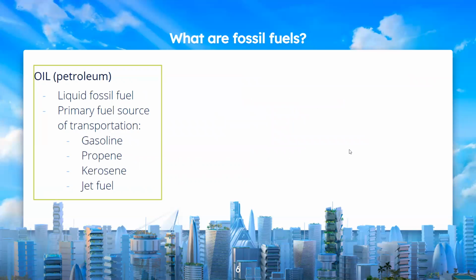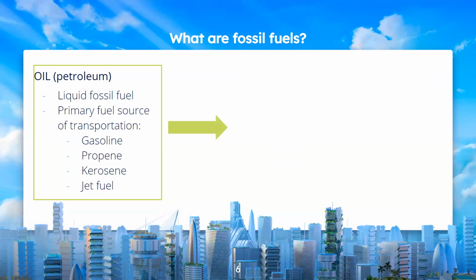Oil, or petroleum, is a liquid fossil fuel composed of carbon and hydrogen, formed up to 250 million years ago when organic organisms such as algae and other plants settled at the bottom of the sea and eventually got buried. Oil constitutes the world's primary fuel source of transportation, since after it is extracted, it is transformed to create gasoline, propane, kerosene, and jet fuel, and other petroleum products such as heating oil. Oil is also used to produce other products such as plastic and paint.